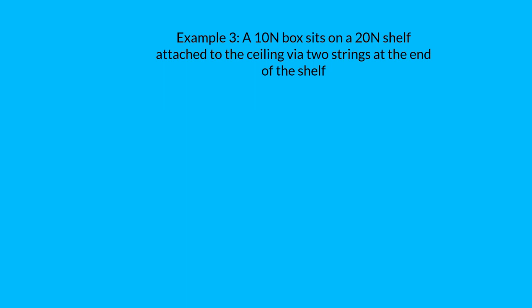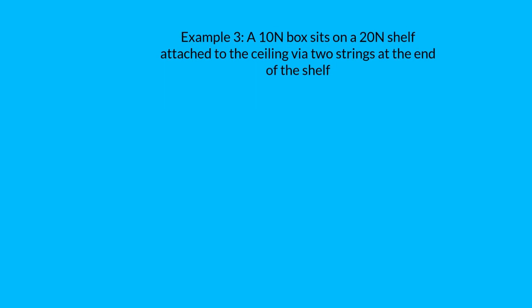All right, example number 3 is going to be a little bit more tricky. We've got two objects in this situation. We've got a 10 Newton box, which again, 10 newtons refers to the force of gravity exerted on the box, or the weight of the box, sitting on a 20 Newton shelf attached to the ceiling via 2 strings at the end of the shelf.